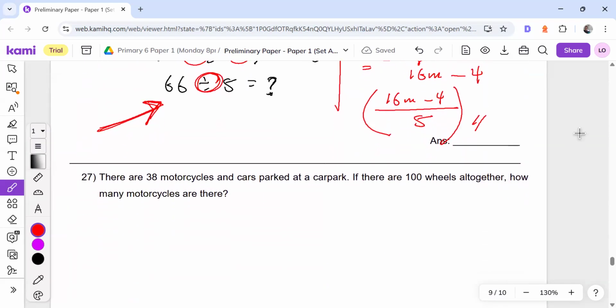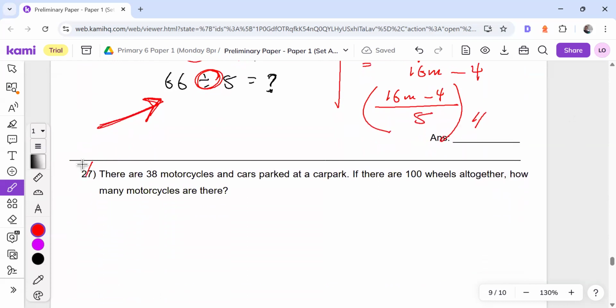Now, question 27, if you get it wrong, Mr. is going to, this is a P4 question. Or can I say P3 also? It can also be a P3. And there's a big method, or there's not a big method. It's not a common method.